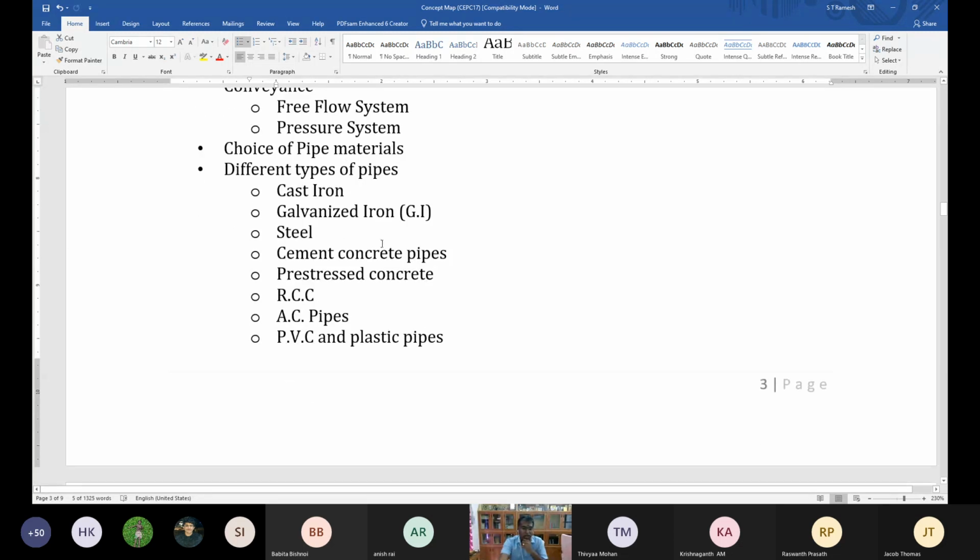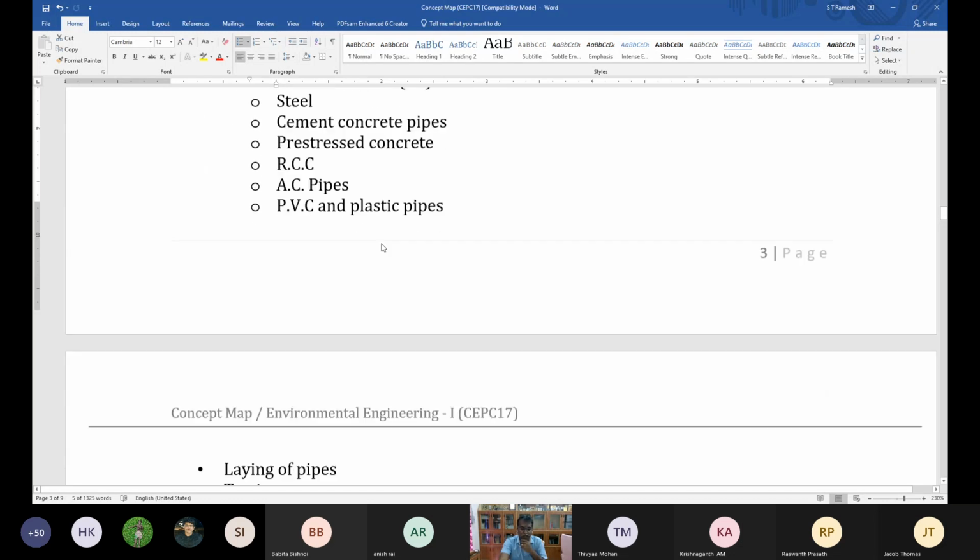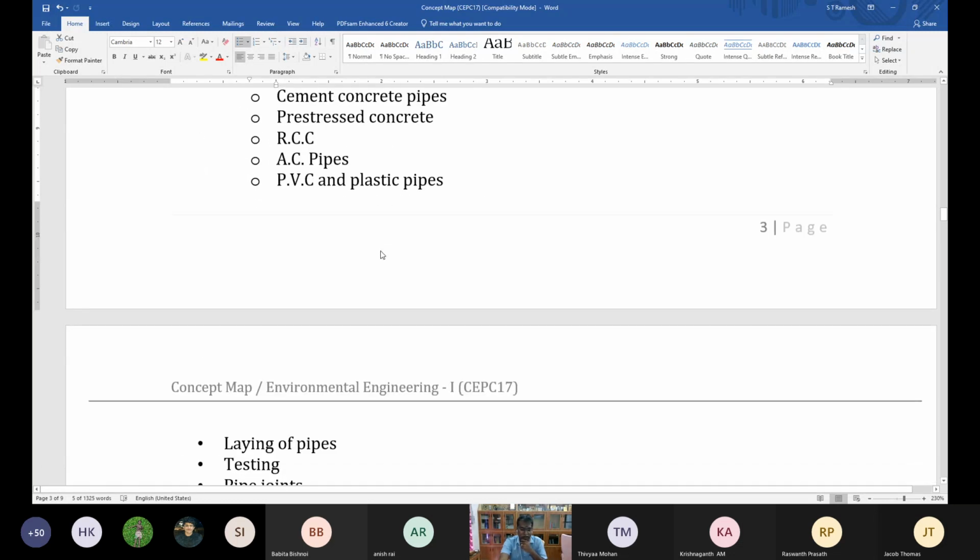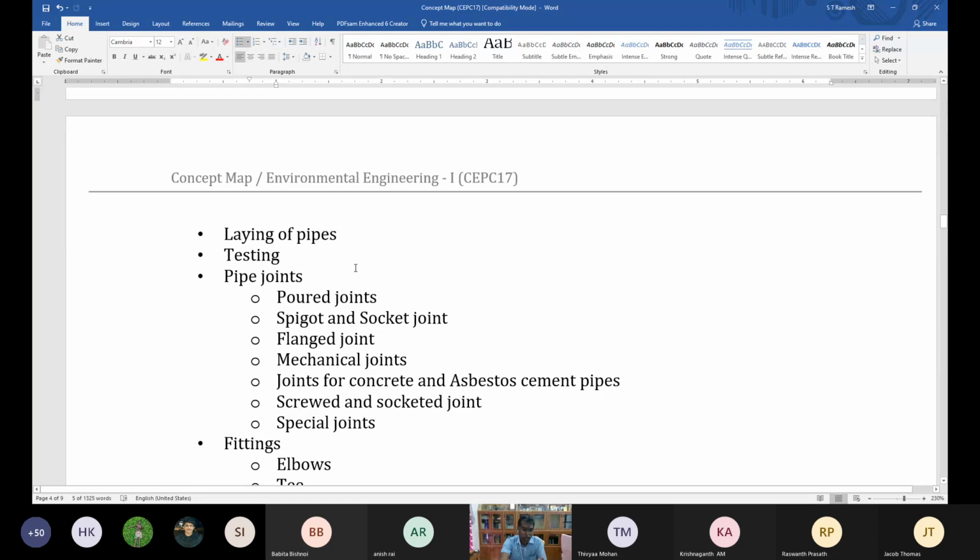These are different types of pipes: cast iron and galvanized iron, steel pipes, cement concrete pipes, pre-stressed concrete pipes, reinforced concrete pipes, then asbestos cement pipes and PVC. We'll be discussing the different types, material classes, advantages and also drawbacks, and how to lay, how to connect, and how to test the water supply networks before implementation. We'll be discussing that in detail.